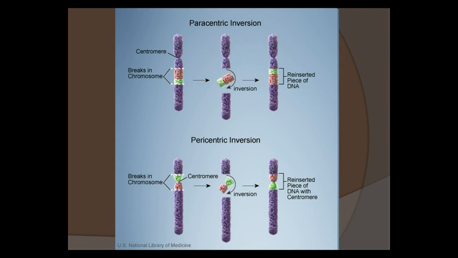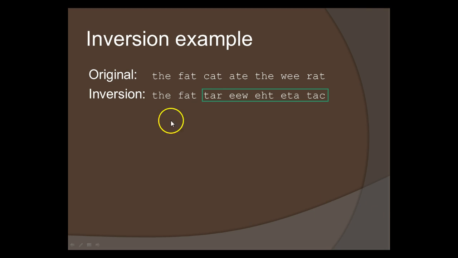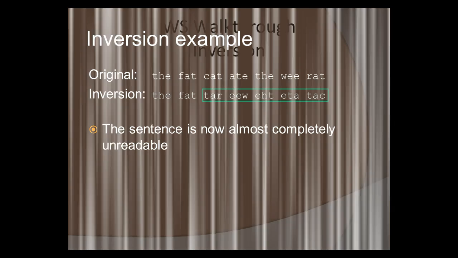Sometimes this can be an inversion all the way on the chromosomal level, where the chromosome will pop out and flip around depending upon where it is. Or in our case, we're going to take our sentence and we're going to flip it around. So instead of the fat cat ate the wee rat, it's now the fat tar you cat attacked. Now that's somewhat illegible right there, but it's because I've taken this whole part here and actually switched it around. So it's the fat cat ate the wee rat, but backwards. In this case right here, that sentence is now almost completely unreadable.